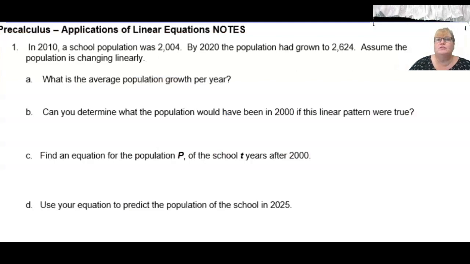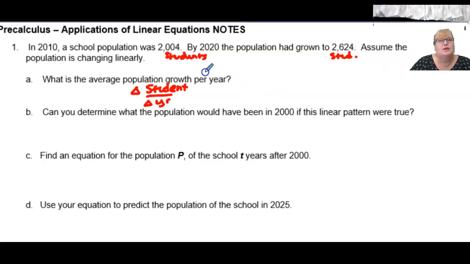So the first part today is this question. I hope you can see the question, or otherwise it should be on the notes. In 2010, a school population was 2,004 students. This is students, okay? It gets a little confusing because that's not a year. By 2020, the population had grown to this many students. Assume the population is changing linearly. What is the average population growth per year? So we need the change in students over the change in years.